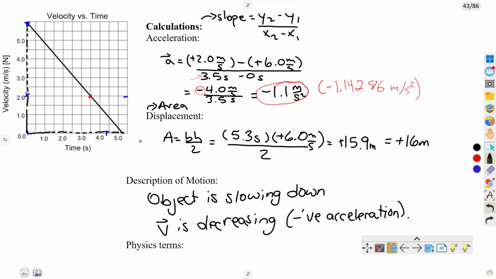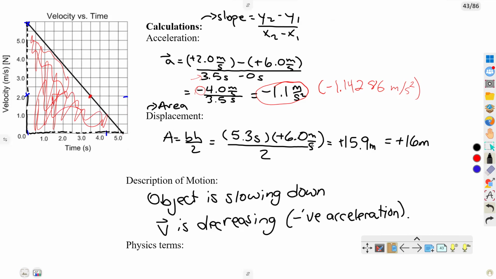For displacement, since we're starting at time equals 0 and ending at time equals about 5.3 seconds, and starting at a velocity of 6 meters per second with an ending velocity of 0, our displacement is simply base times height over 2. We just have a triangle in this area, nothing else. So we find the area under the line. Time is 5.3 seconds, that's the length of our base. Height is 6.0 meters per second.